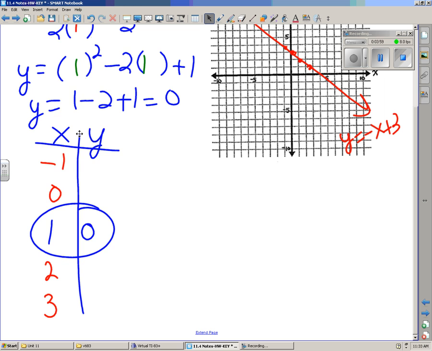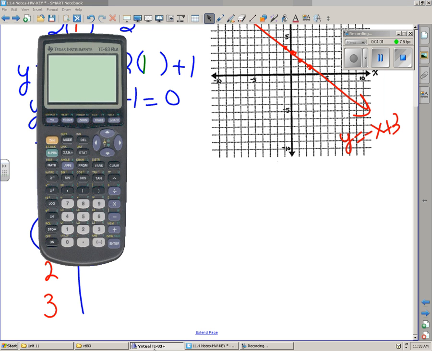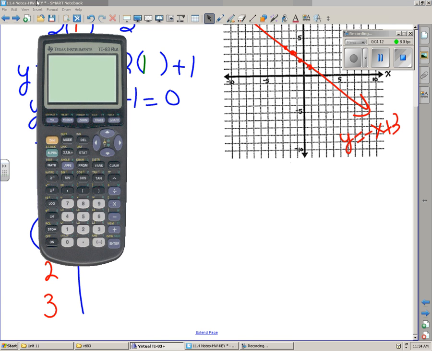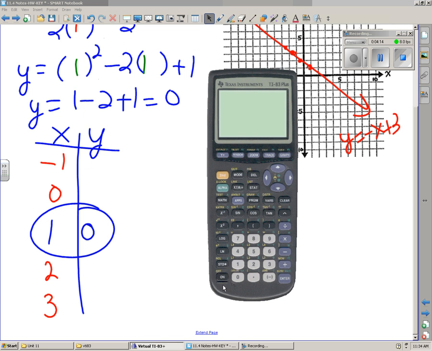So the idea is on the graphing calculator, you're going to type in the equation for the parabola. I'm going to go into my y equals, and I'm going to type in the equation for the parabola first. My parabola is x squared minus 2x plus 1. And if I take a look at my graph, there it is.